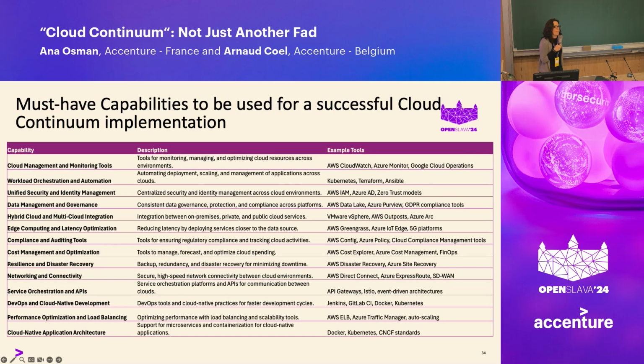Then there are also a list of capabilities that you need to have for a successful Cloud Continuum implementation. If you look at them, they're quite straightforward. You would say, well, it's normal. Yes, sure, cloud management and monitoring tools. Everybody needs to have them, right? Yes, but then what we see in most of the projects is that monitoring tools are set up right before the go live, or if ever.